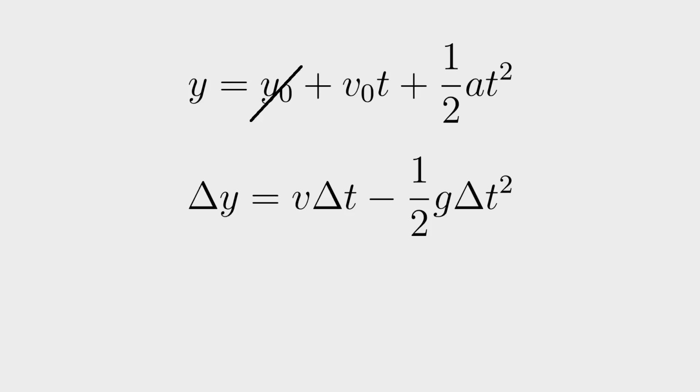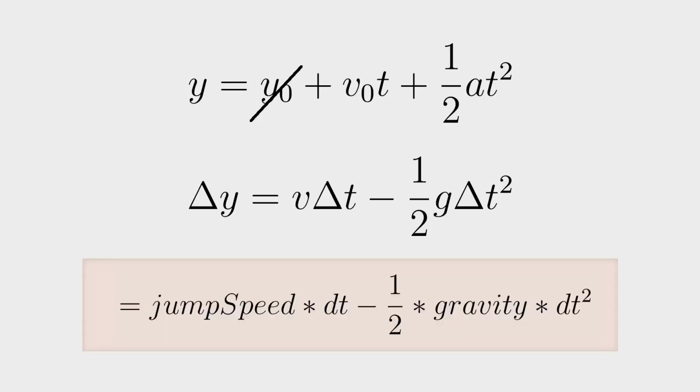Let's apply this formula to game variables. Time will be delta t, and we are going to subtract gravitational speed, as it is applied in opposite direction.